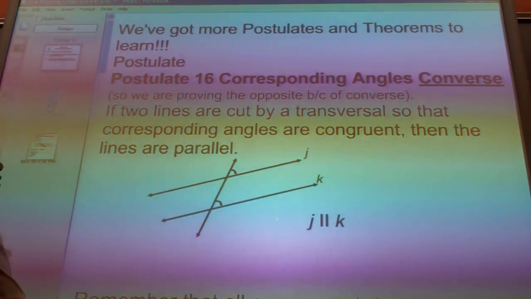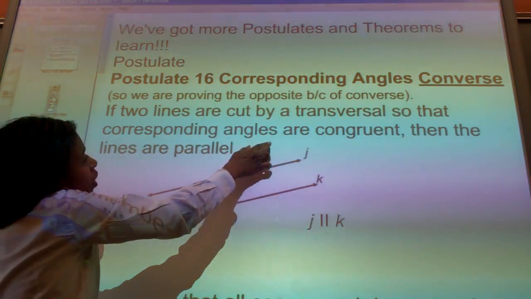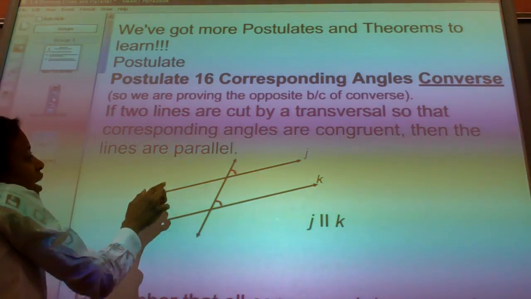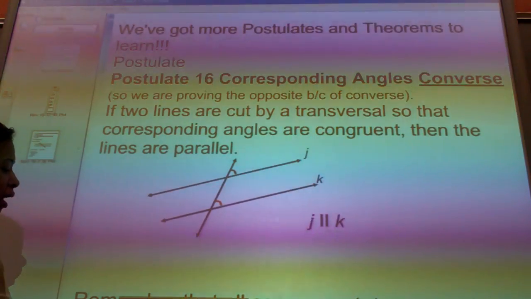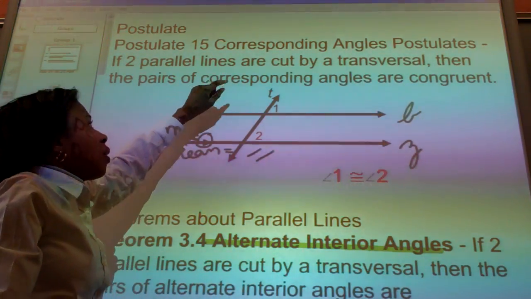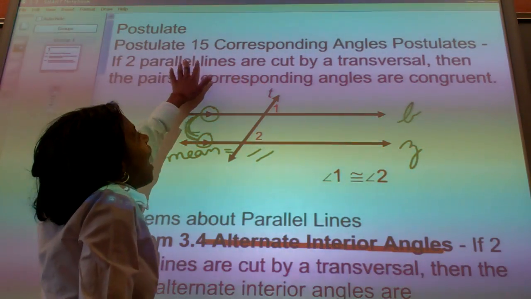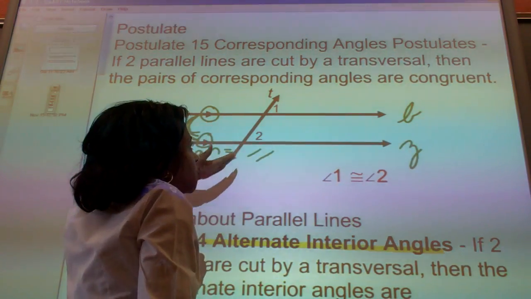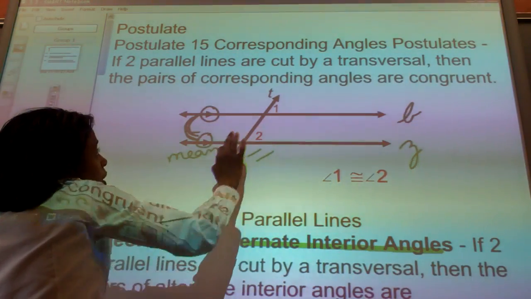And it says, if two lines are cut by a transversal so that corresponding angles are congruent, then that means that both of the lines J and K in this example are going to be parallel. If we quickly flip back to 3-3, it was postulate 15 that was called the corresponding angles postulate. And this one said, if two lines, remember the lines were in front, are cut by a transversal, then the pairs of corresponding angles are going to be congruent.